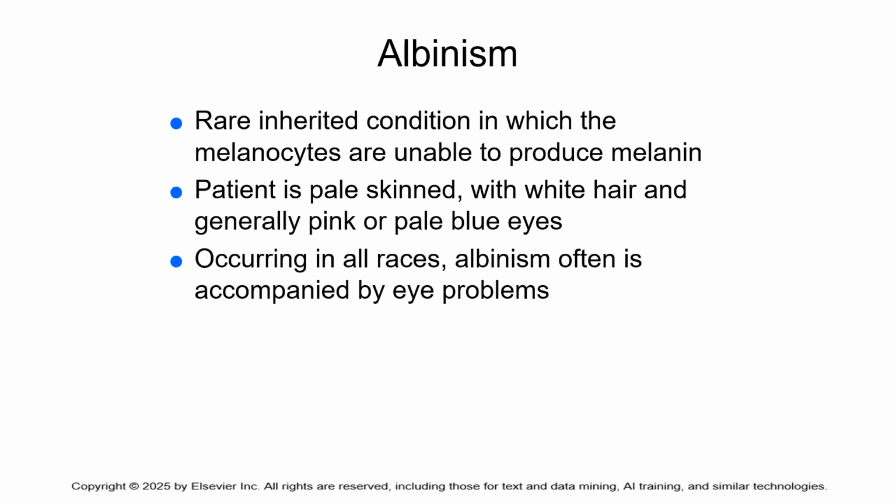Albinism is an inherited condition. This is where the melanocytes don't produce any melanin. So there's not really much skin color there. Patient is pale with white hair, generally pink or pale blue eyes, and it's very distinctive. You see it in all races, and it's also seen with eye problems such as myopia, hyperopia, astigmatism, nystagmus, strabismus, or photophobia, which is a pretty good wide range of eye dysfunction.